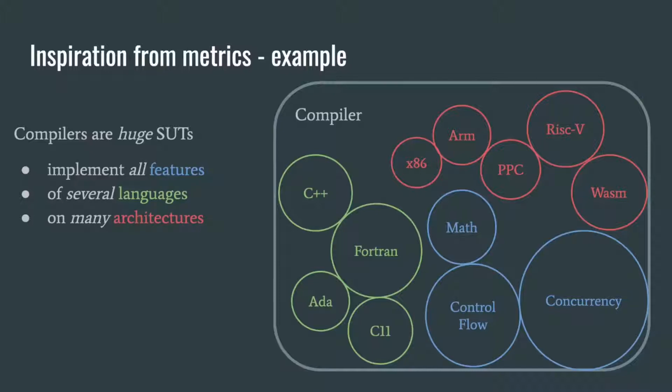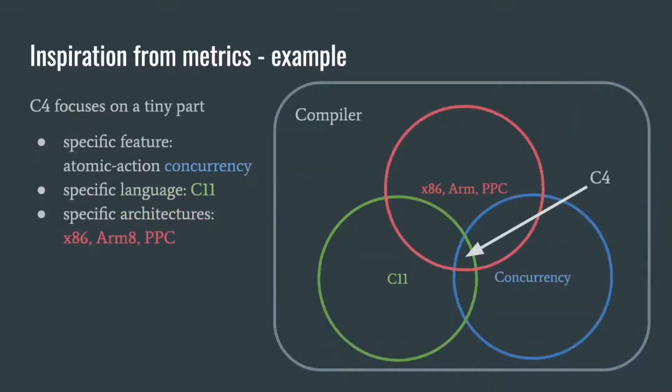And this is an issue for C4 because C4 is actually honing in on a very specific subset of this search space. So it's specifically looking at atomic action concurrency, which is a fairly small feature nestled inside the compiler. It's focusing on C11, only 1 language, and it's focusing on a small handful of architectures that we were able to run experiments on easily.